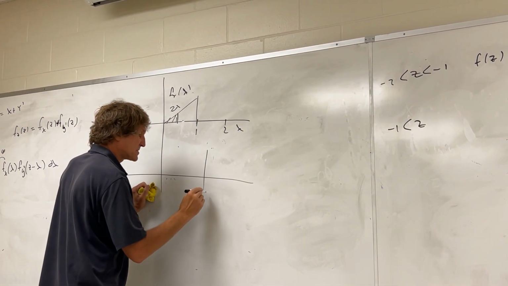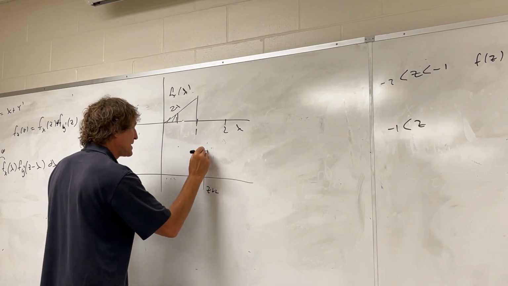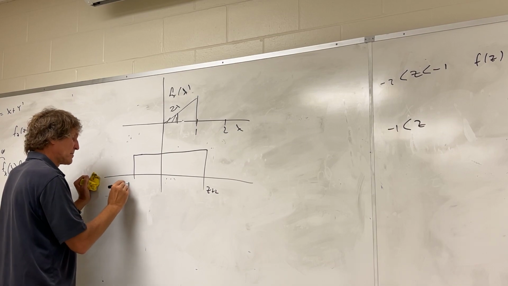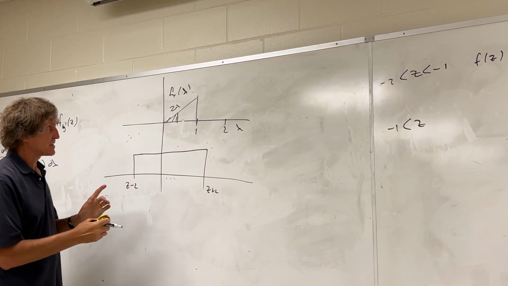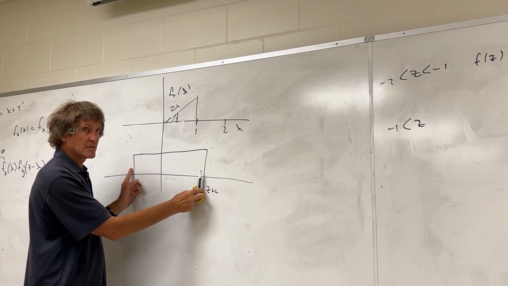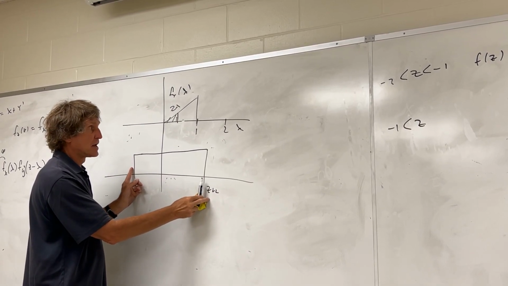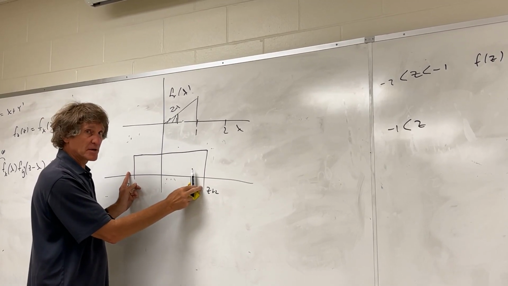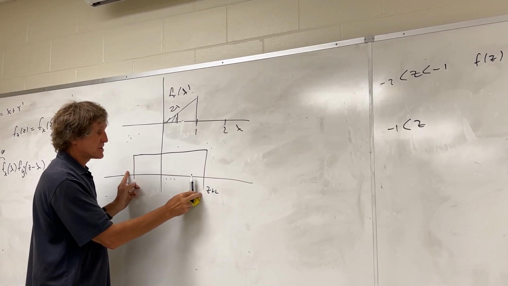We're going to have some, this is still z plus 2 here. And back here, this is going to be z minus 2. Now think about this. It's going to have complete overlap, right? If z is equal to -1, this is still 1, that's complete overlap. If z is equal to 0, it's 2.